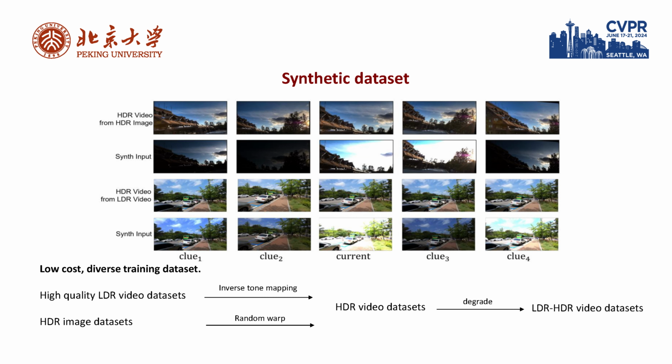Since there are few publicly available HDR video datasets, we propose a low-cost HDR video data synthesis method. It can utilize existing HDR image and LDR video datasets to synthesize diverse HDR video datasets. It uses inverse tone mapping and random warp to convert LDR videos and HDR images to HDR videos, and then degrades these HDR videos to obtain LDR-HDR video pairs.